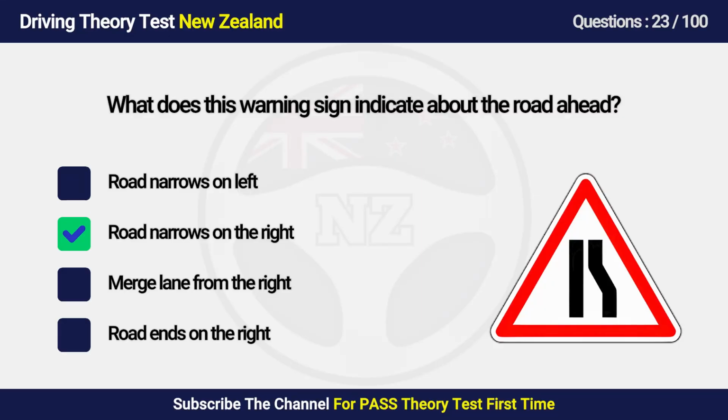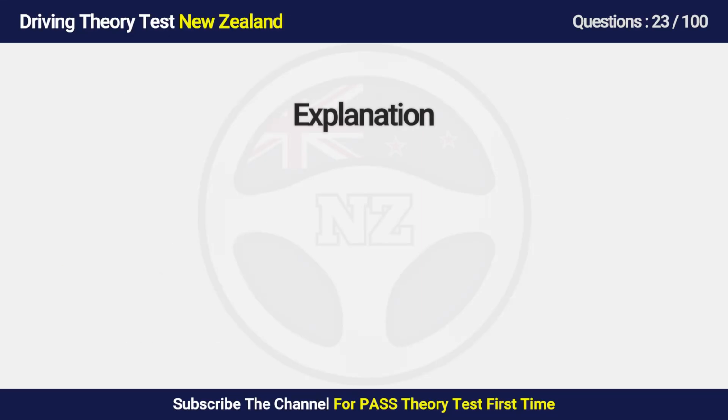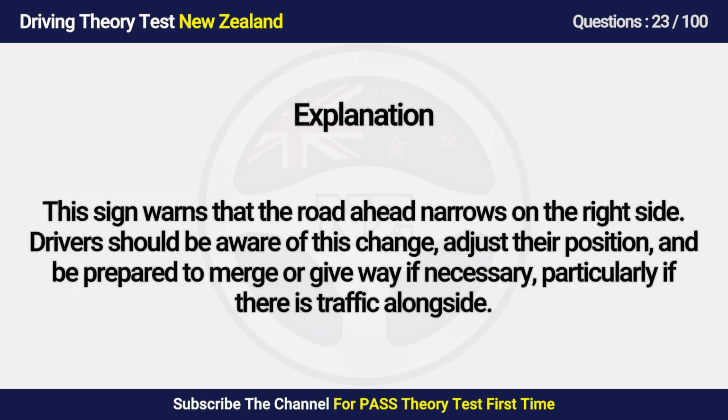Answer is B. Road narrows on the right. This sign warns that the road ahead narrows on the right side. Drivers should be aware of this change, adjust their position, and be prepared to merge or give way if necessary, particularly if there is traffic alongside.